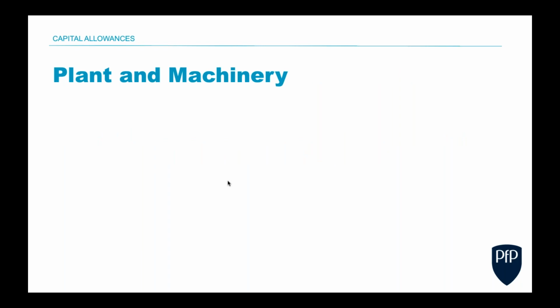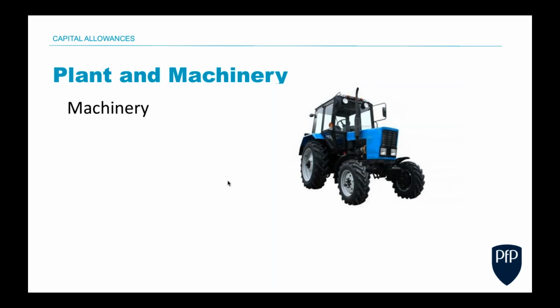So what can we claim capital allowances on? Well, in broad brush terms, you are allowed to claim capital allowances on expenditure on plant and machinery. Now, historically, the identification of machinery has not posed too much of a problem. However, what is or isn't plant is a very different animal.